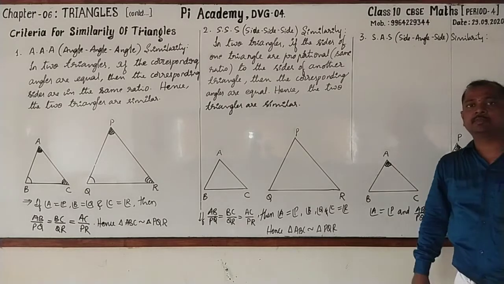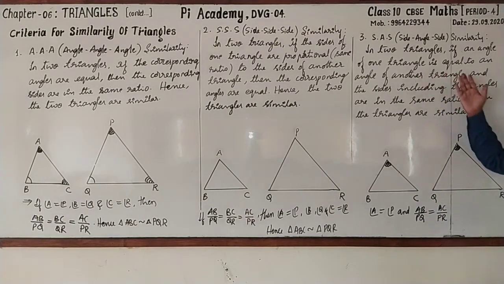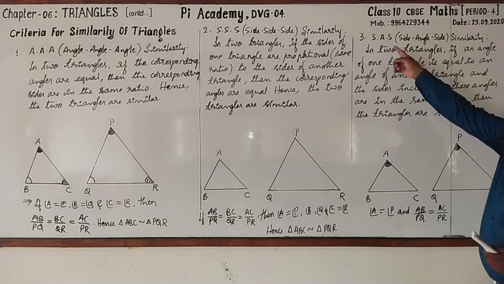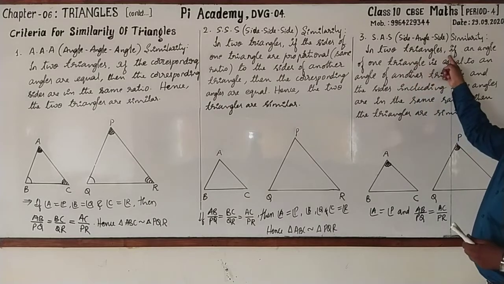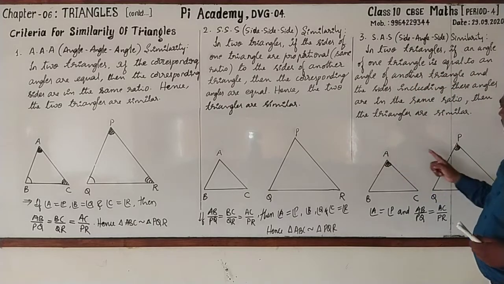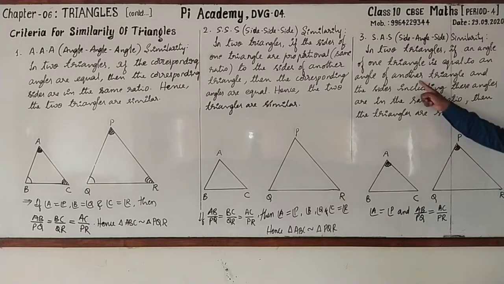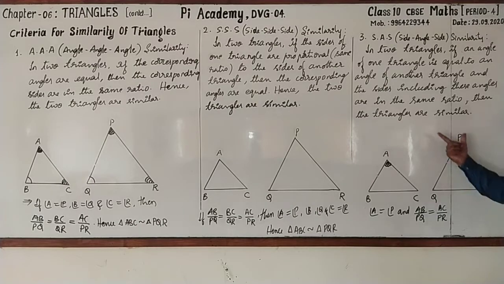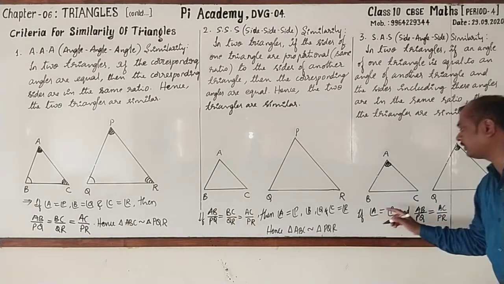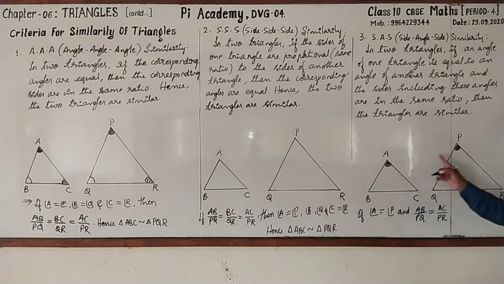Followed? Write the statement. Please go for checking what you have written. See, according to SAS similarity criterion, here we have written in two triangles, if an angle of one triangle is equal to an angle of another triangle and the sides including these angles are in the same ratio, then the triangles are similar. So you have to draw these two geometrical figures. Then after that, you can write the symbolic statement. Angle A equal to angle P, and the sides including these angles are AB, AC, PQ and PR.